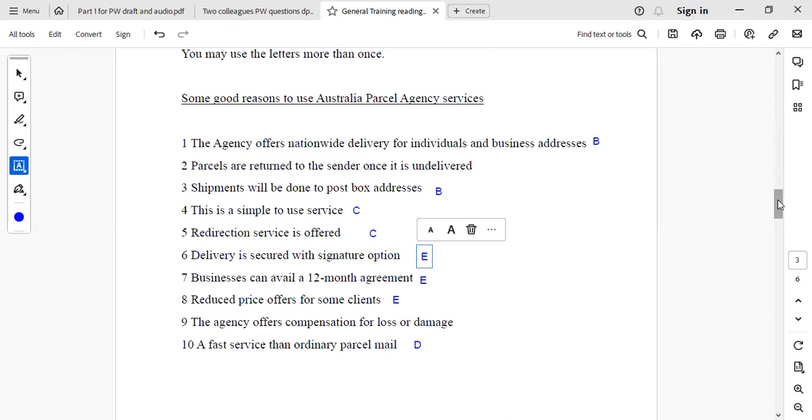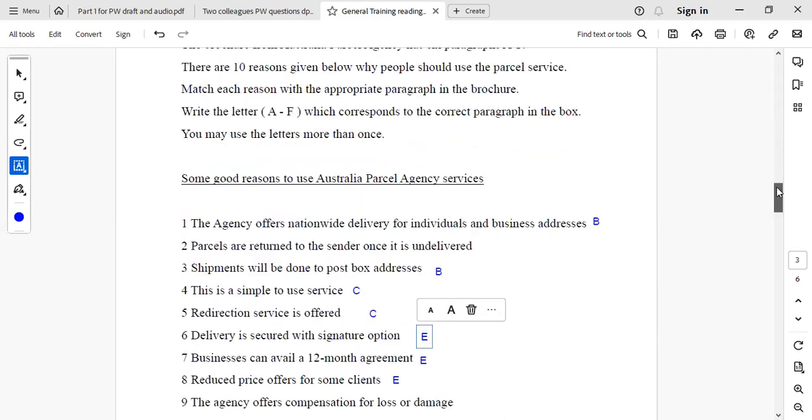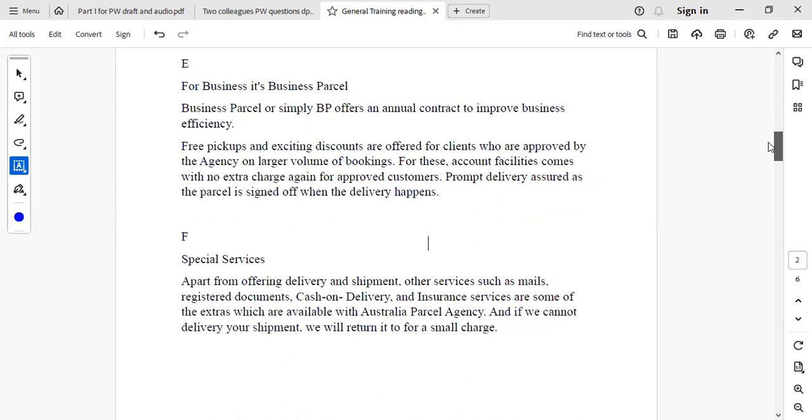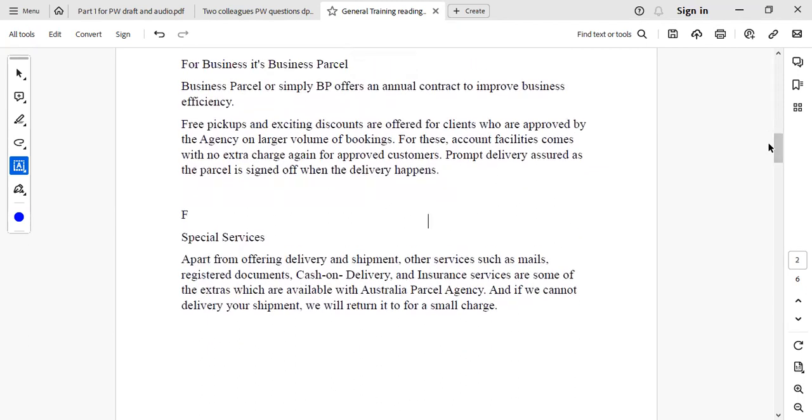Let's read it. Parcels are returned to the center once it is undelivered. Okay, we don't know. The agency offers compensation for loss and damage. Okay, you can now give a quick reading. Where is it? How many paragraphs remaining? Okay, only 1 remaining. Fine. Special services. Apart from offering delivery and shipment, other services such as mails, registered documents, cash on delivery, insurance services. Okay. Guys, this is a very wide answer. Okay, insurance is something like if you lose something, if you incur damage, that is insurance. Line of meaning, focus on that, are some of the extras which are available with Australian parcel agencies.